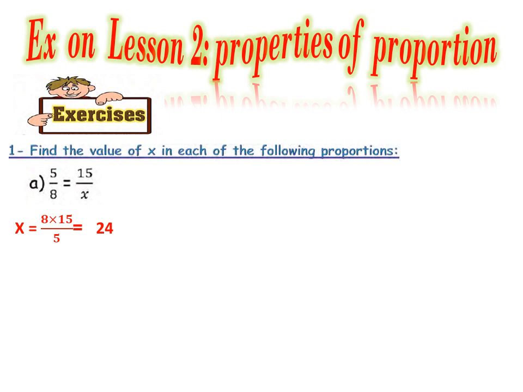15 times 8 over 5 will be 24 by using a calculator, or we can reduce 5 with 15, which will give me 3. 3 times 8 equals 24, okay?